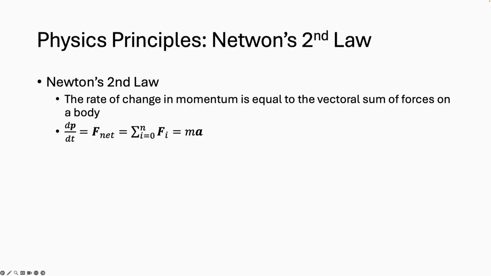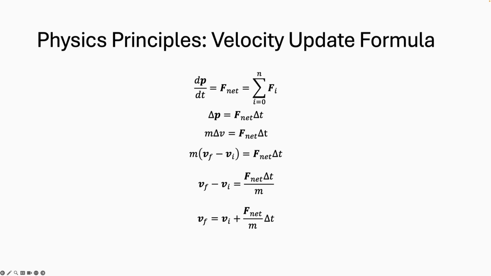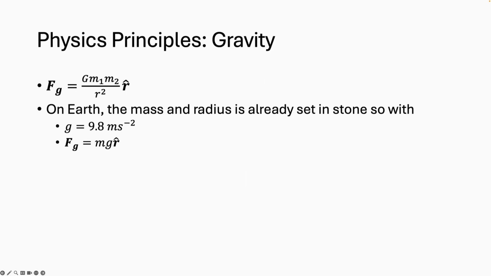Let's talk about some physics first. Newton's second law. We learned from last lab that the rate of change in momentum is equal to the vectorial sum of forces on the body. Following this, we can then derive the velocity update formula, similar to lab 1.